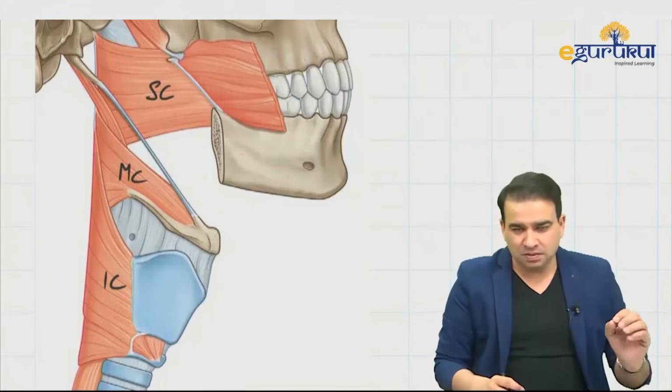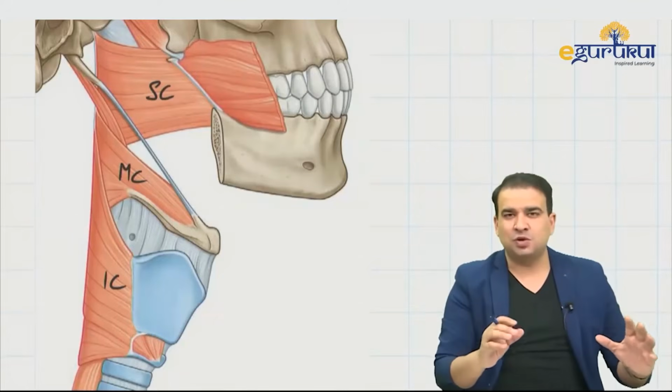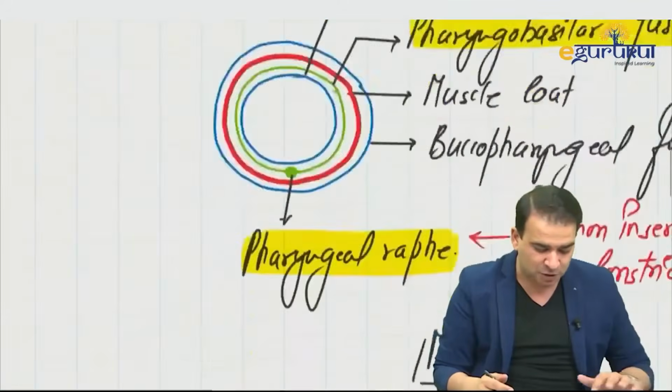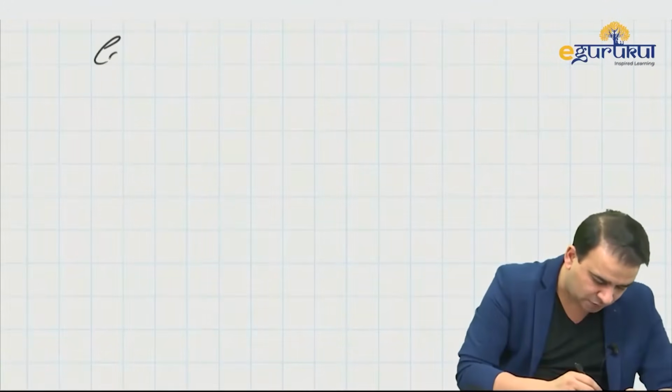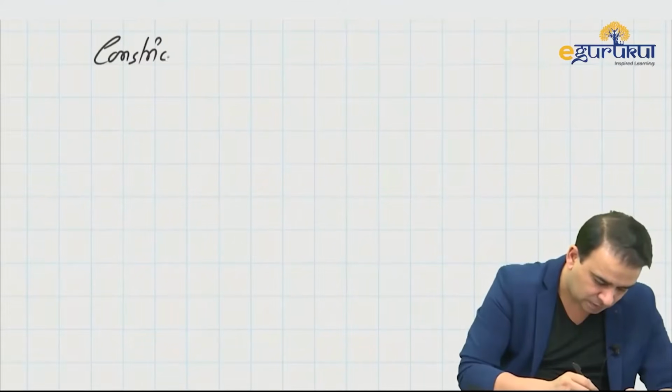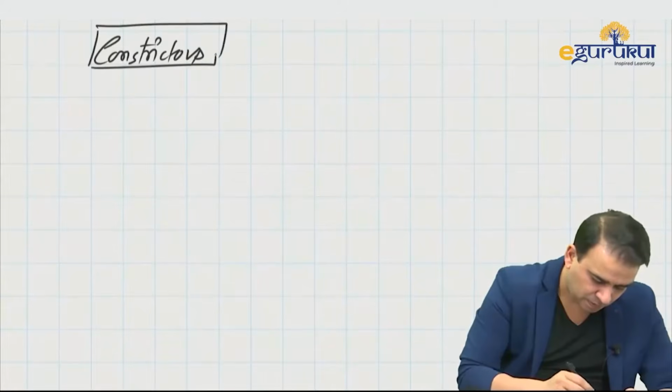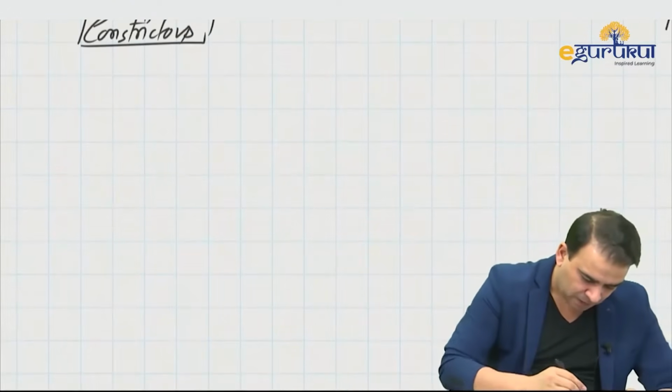So I want you to first draw the origin and insertion of this muscle, because I believe this is an important attachment to know. The constrictor muscles, everything about the constrictors is important. So let's talk about the attachment first. So this is how we'll go.